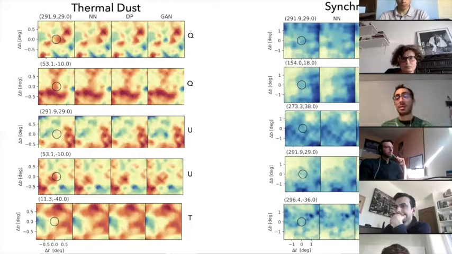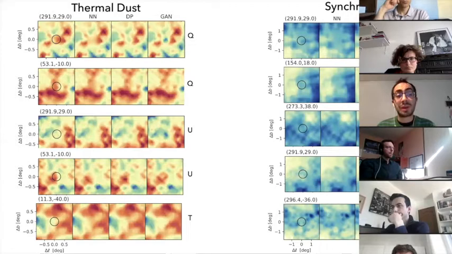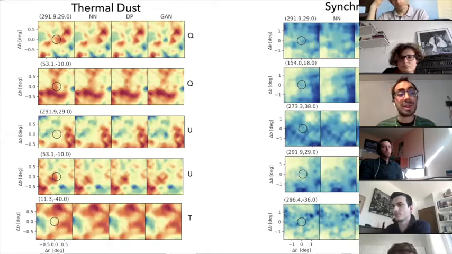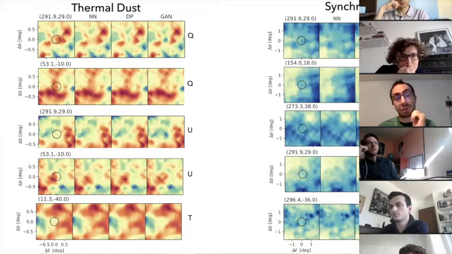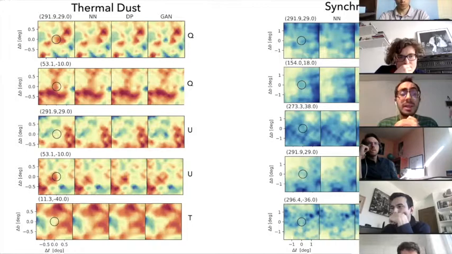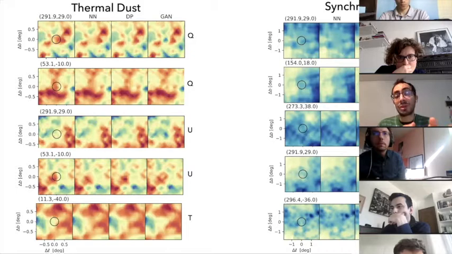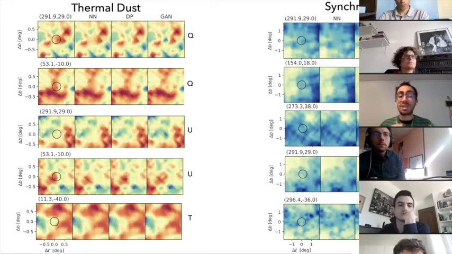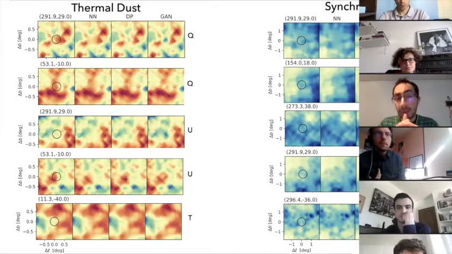Okay, here you see there are several crops in different coordinates. The coordinates are in galactic coordinates, longitude and galactic latitude, and the values are in the first column, and this is the ground truth. The black circle is the inpainted area, and then from left to right, you see the nearest neighbor approach. That, as expected, will inpaint just with smooth features, because it's essentially propagating the average from the nearest neighbors. And then the deep prior and GAN are toward the right.